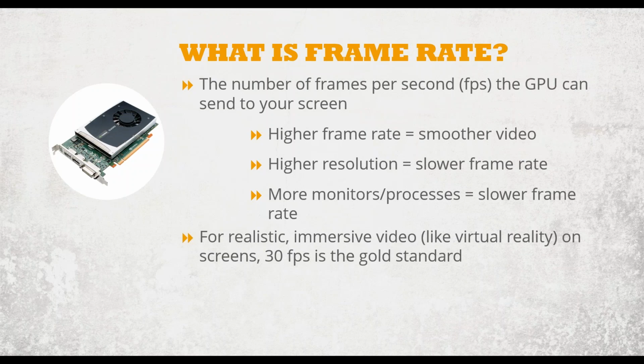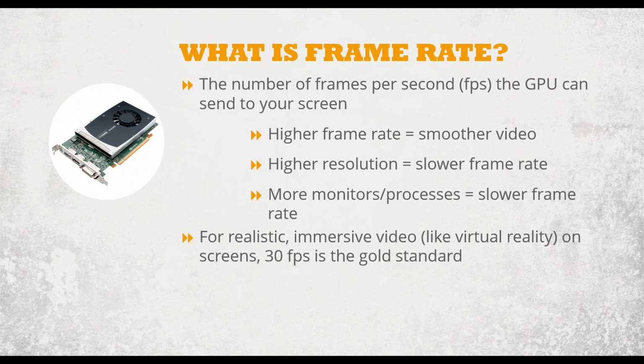For realistic, immersive video, like a virtual reality type of playback on a monitor, 30 frames per second is considered to be the gold standard or the tipping point. If you go much below 30 frames per second, you start to perceive a glitchiness, it doesn't look like broadcast TV anymore. If you are slightly below 30, it doesn't look too bad, but if you start getting down to like 15 frames per second, you really, really notice a difference.